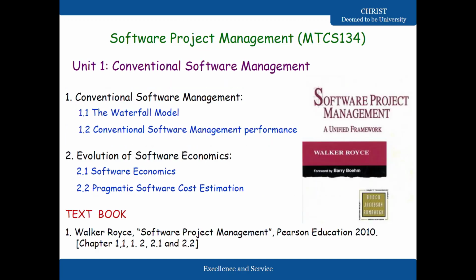Now, when it comes to the first unit, Conventional Software Management, I'll be discussing the first and the second point. The first point has 2 subdivisions. The first point is conventional software management. It consists of the waterfall model and the conventional software management performance. And the second point deals with evolution of software economics, which again has 2 subdivisions, 2.1, which is software economics, and 2.2, which is pragmatic software cost estimation. Now, the textbook, as I said before, is Walker Royce, Software Project Management.